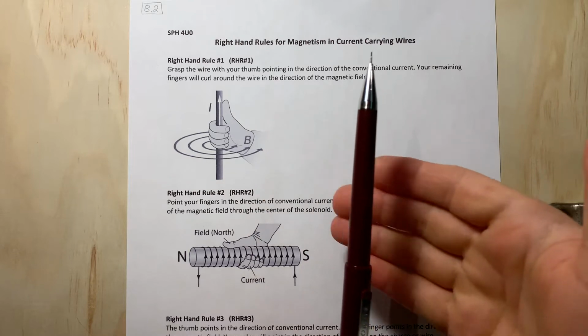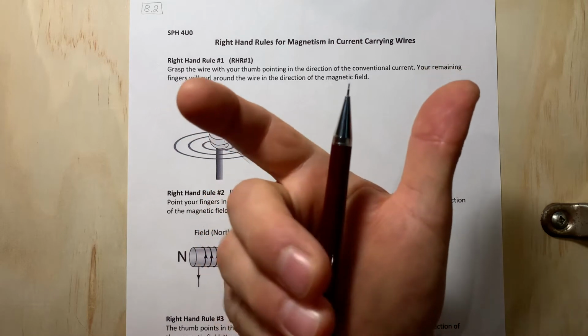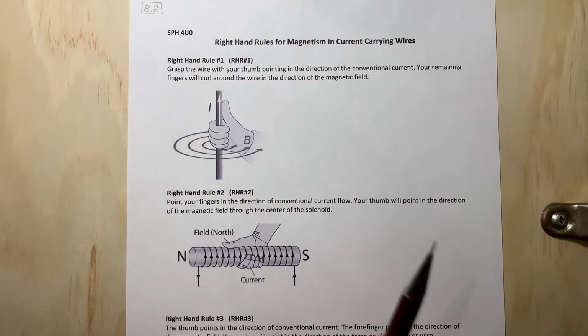So the magnetic field is going underneath to the left, then coming up over here, and going to the right over the top of the wire. It's spiraling around the wire.